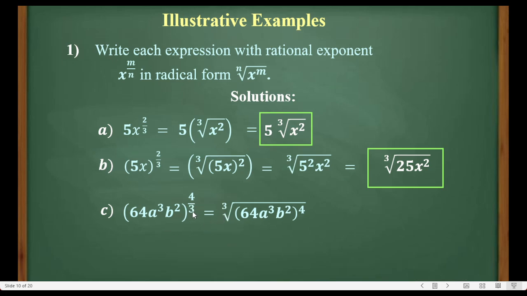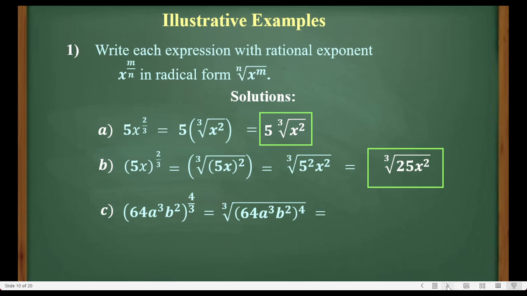You will notice that the denominator of the fractional exponent becomes the index of this radical expression. So it's cube root of the quantity 64a cubed b squared raised to the 4th. So the numerator here became the exponent of the radicand of this entire expression, which is again 64a cubed b squared.